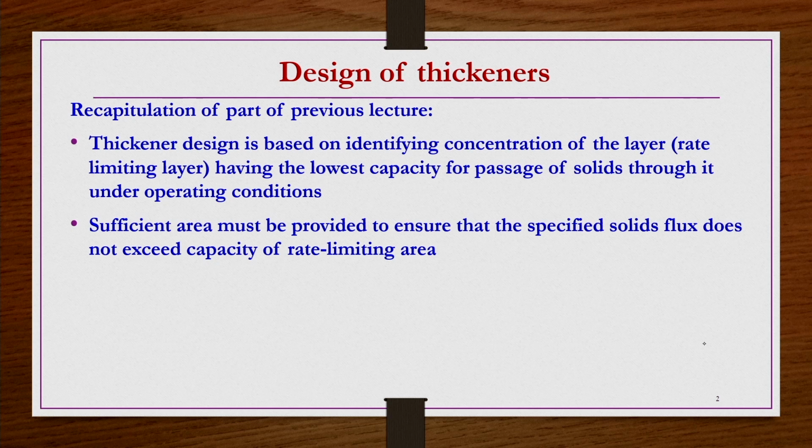Okay. This layer we identified as a rate limiting layer, and according to this method sufficient area must be provided to ensure that the specified solid flux does not exceed the capacity of this rate limiting layer. So, from this what we understand is that the expression for area calculation for a given thickener that we are going to develop is based on a solids flux. There will be a layer which has the lowest solid flux, and corresponding to that we have to find out the area requirement for the thickener design, and that area is going to be the minimum area requirement.